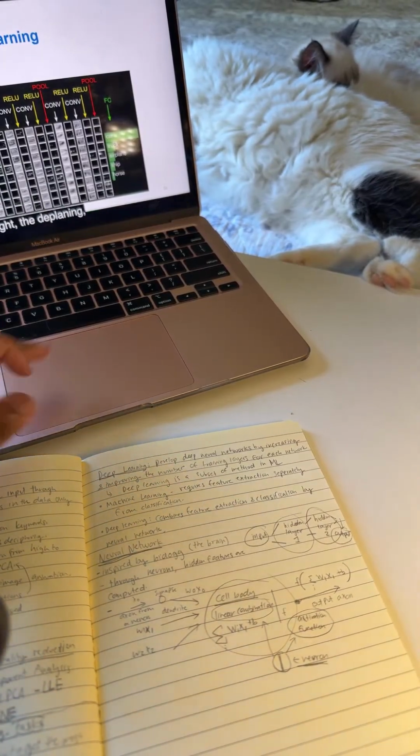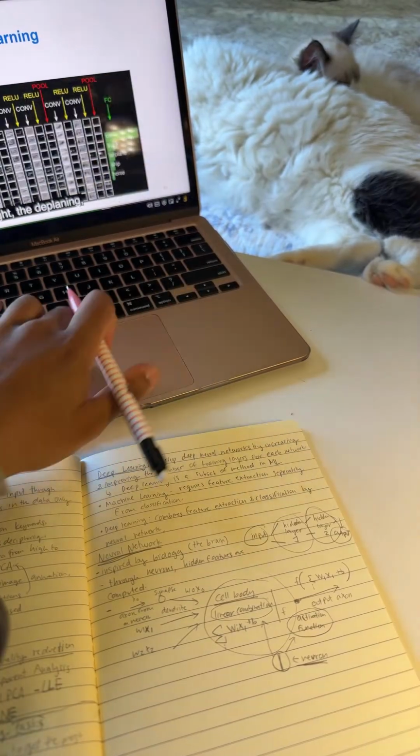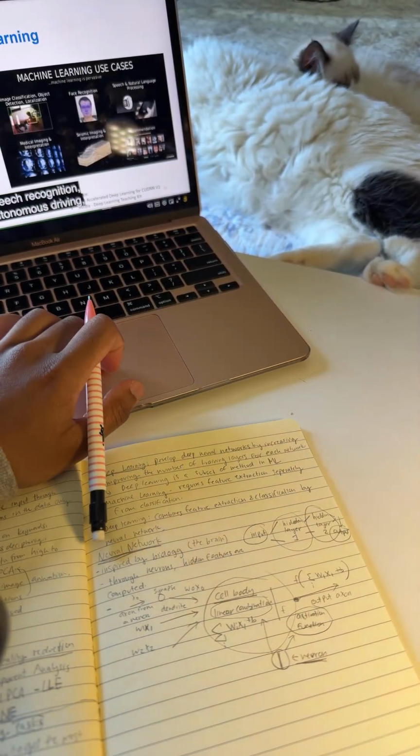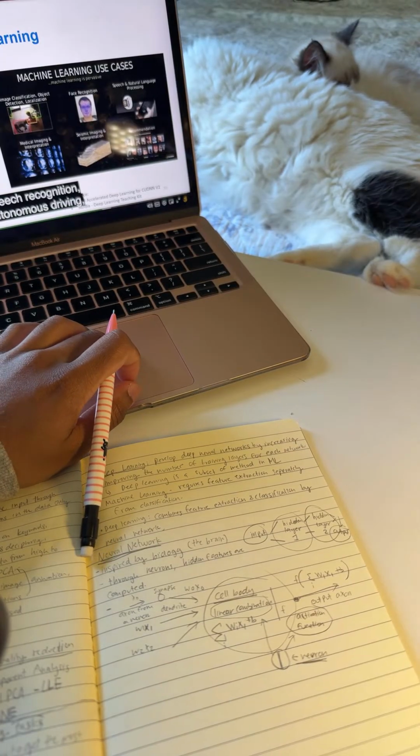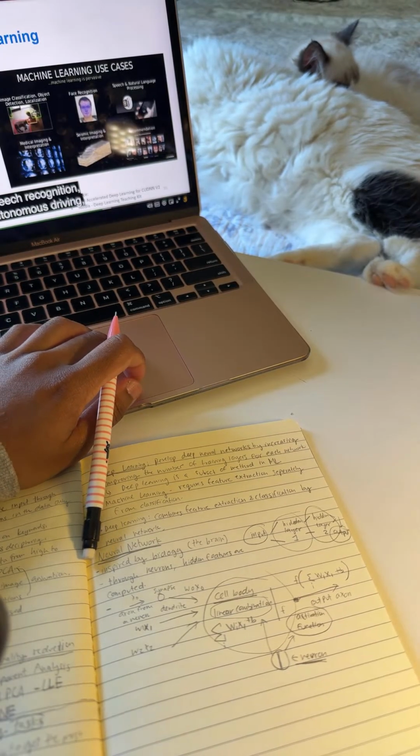So the deep learning, as mentioned, the application of deep learning is image classification, language translation, speech recognition, autonomous driving.